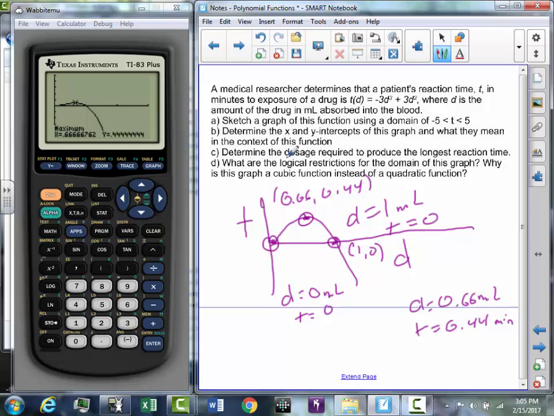We just solved that. What dosage would have the longest reaction time? Didn't we just calculate that right here? Wouldn't this have the highest reaction time possible? So if you were looking to try to maximize your dosage and you want to have the longest delay before the dosage actually occurs, you would use 0.66 milliliters.